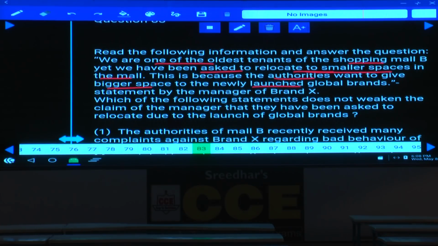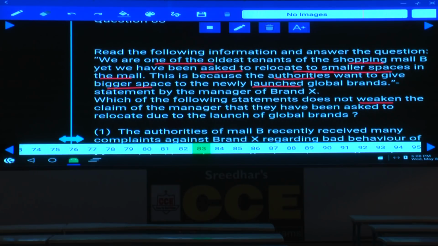ఓన్ చేసినప్పుడు వీళ్ళని ఏం చెప్తున్నారు చెప్పండి, మీరు ఖాళీ చేసి చిన్న షాప్‌కి వెళ్ళిపోండి, ఈ పెద్దది ఖాళీ చేయండి అని చెప్తున్నారు. వాళ్ళు ఎందుకు చేయమంటున్నారు అని చెప్పండి. Done. Then which of the following statement does not weaken the claim of the manager? What is the claim of the manager here?